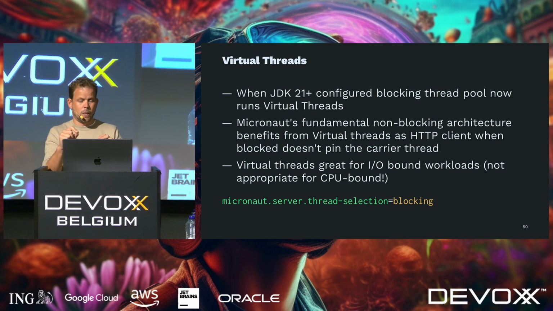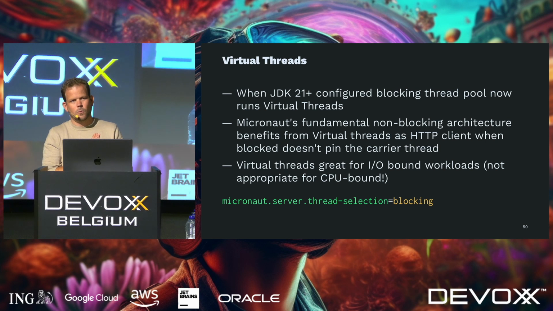But the good news is with Micronaut it works, because Micronaut uses Netty under the surface for its client. When you make a blocking call, it'll unpin the carrier thread and allow another, because it's fundamentally asynchronous under the surface. Another important thing to note is that virtual threads are not a great solution for CPU-bound operations.